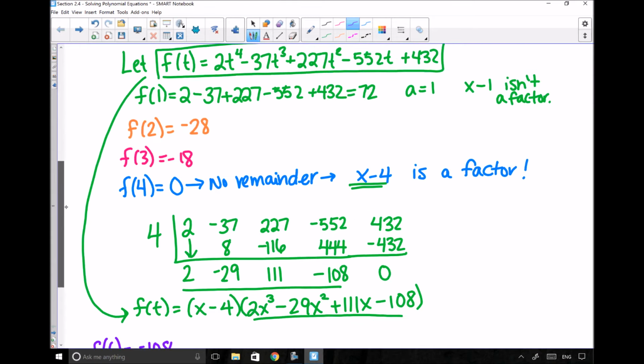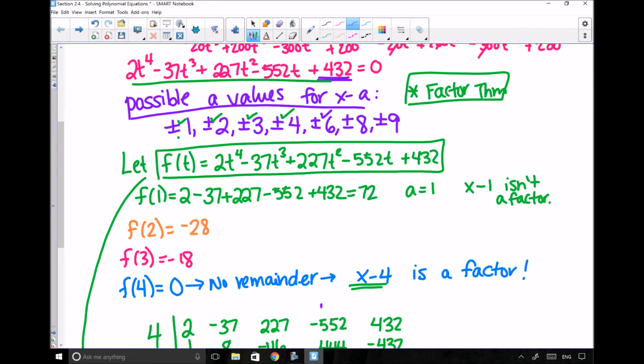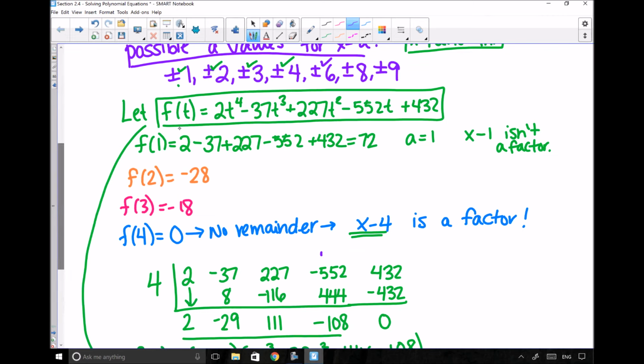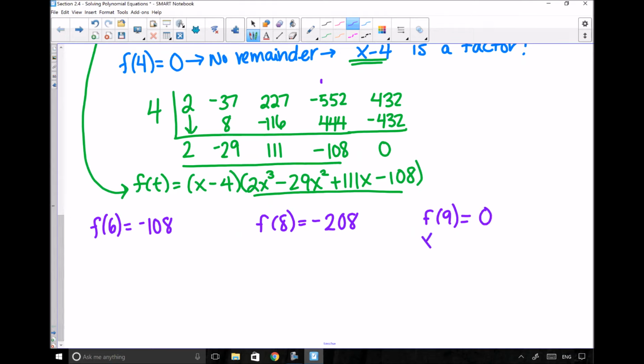So then the next value that we have on our list is positive 8. So let's try positive 8. So f of 8 is going to give me, when I plug it all in, negative 208. So let's do the next one on my list, which is f of 9. And when I do f of 9 and I plug all that information into my original f of t, I get a remainder of 0, which means that x minus 9 is a factor.